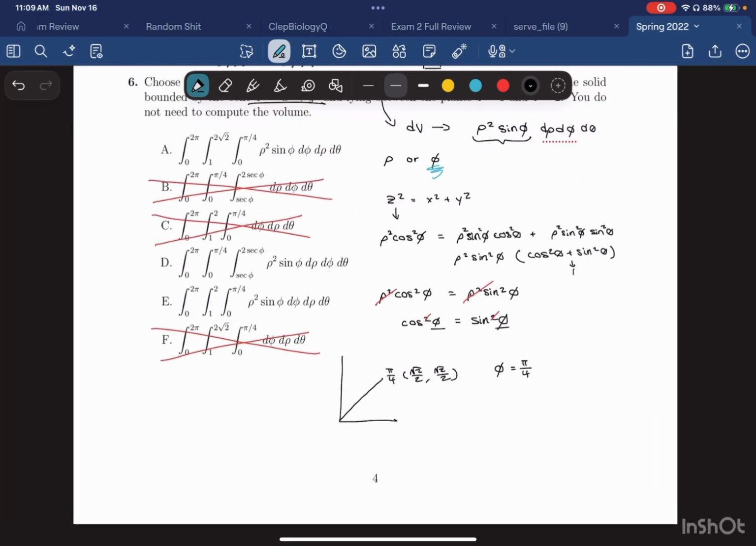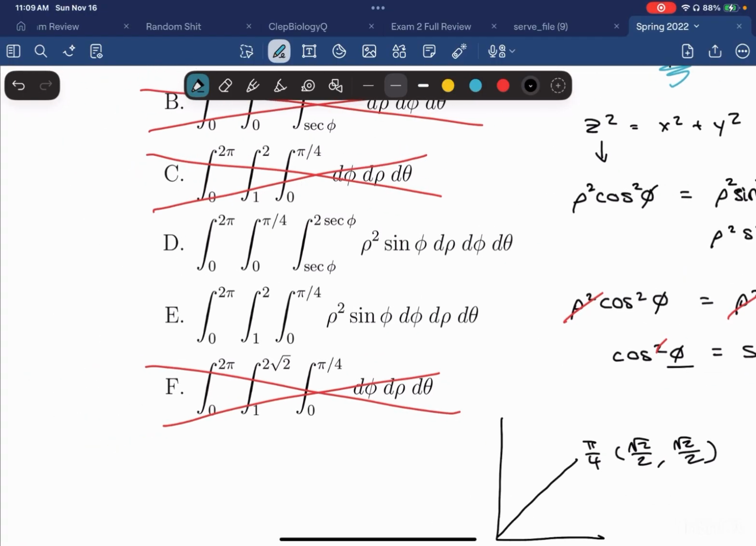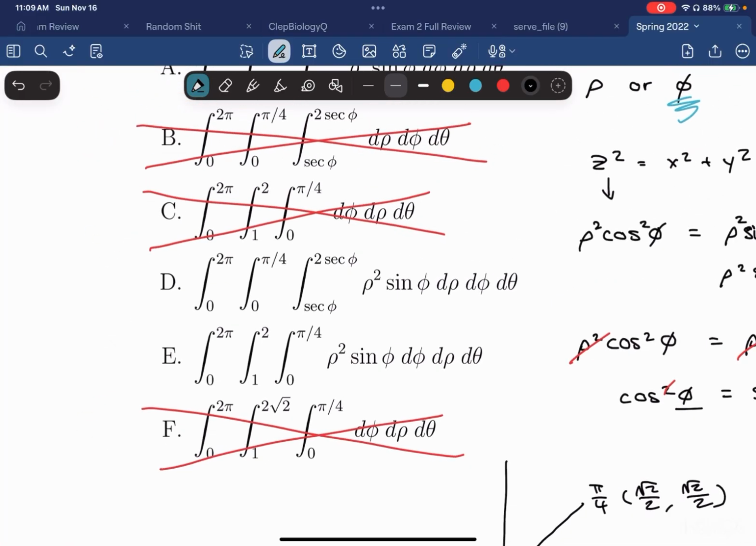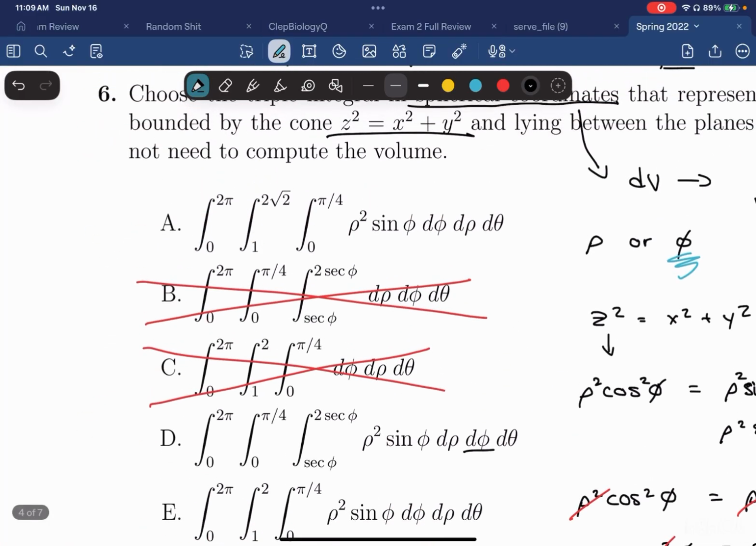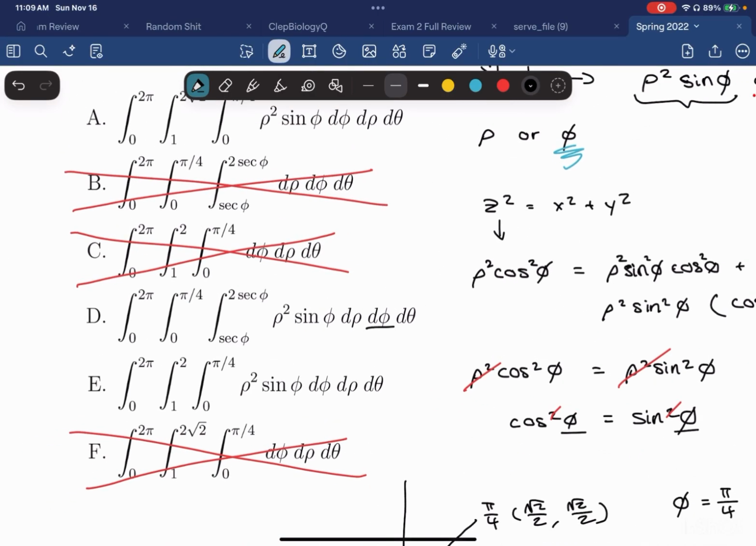So now we look at our answer choices, and which one of these is it? It's 2 pi over 4. So in this one, it's actually all of these. I see that now. That's very funny.